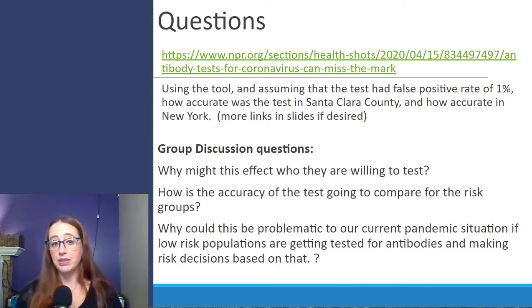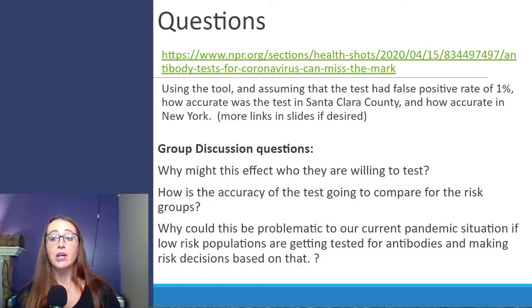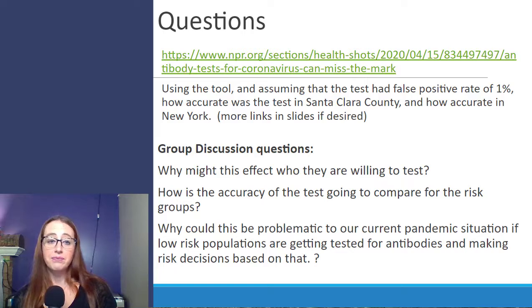Now, taking into consideration everything that we've talked about so far, what problems do you see if people in low prevalence areas take positive antibody tests as a go-ahead to resume normal life without appropriate mask wearing, social distancing, and other preventative measures, especially for those who have underlying conditions?